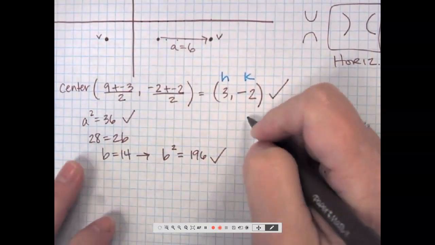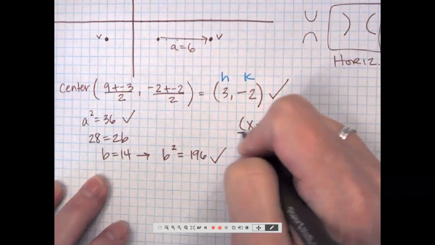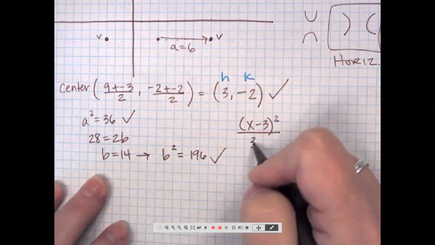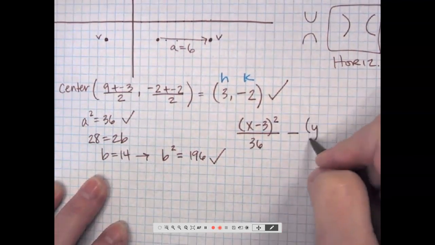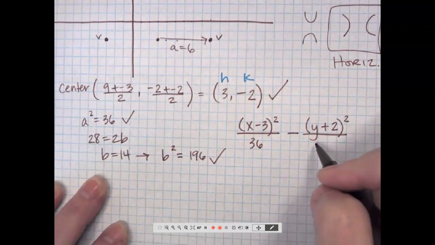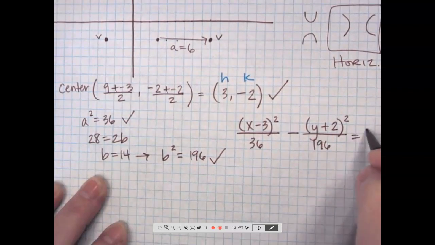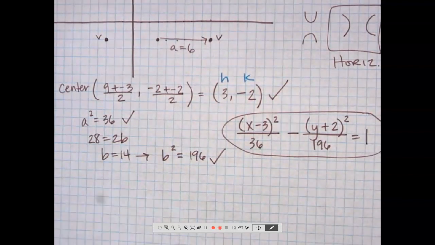So my X term is coming first, over A squared, minus, then the y term, over b squared, equals 1. Who has a question?